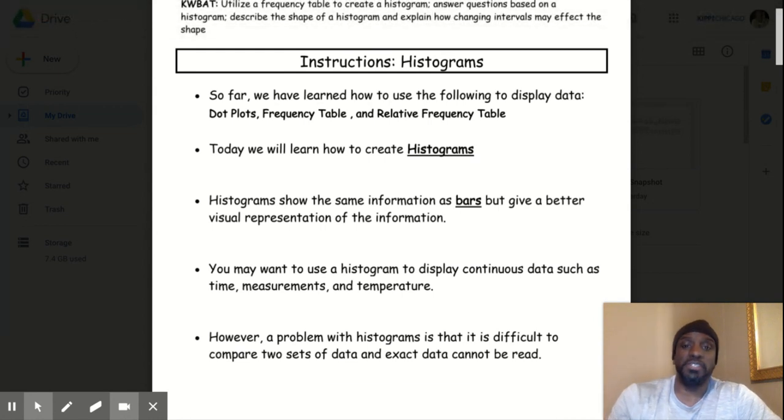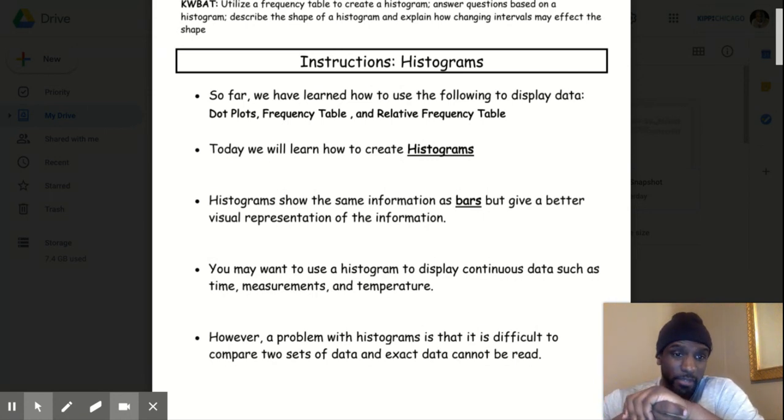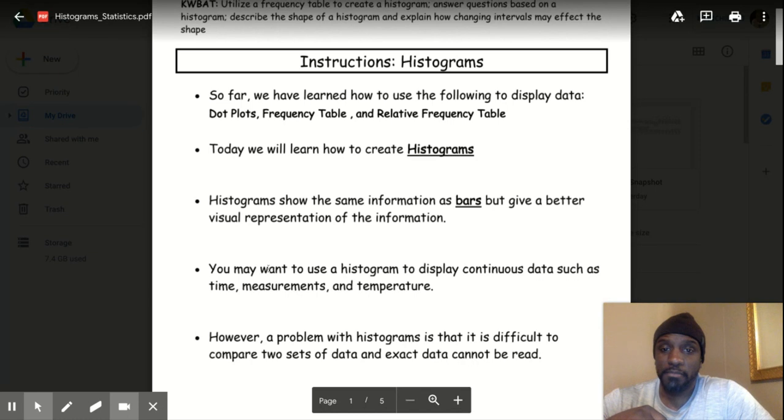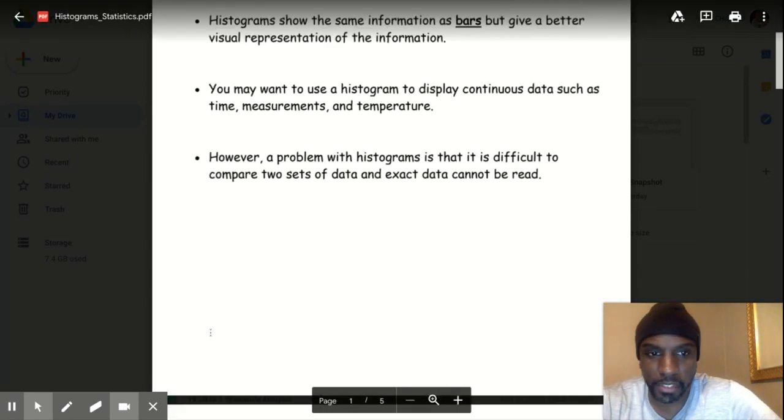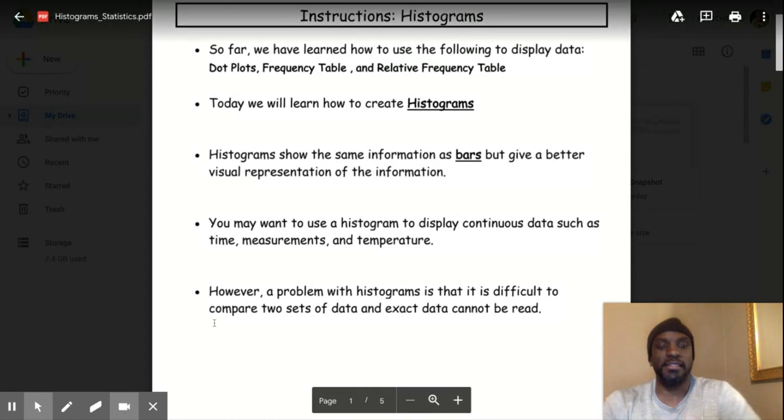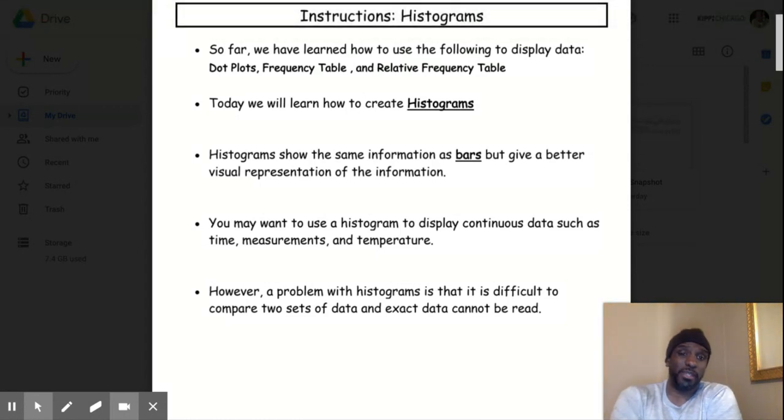A histogram shows the same information in the form of bars, and it gives a better visual representation of the information. You may want to use a histogram to display continuous data such as time, measurements, and temperature. However, a problem with histograms is that it's difficult to compare two sets of data, and exact data can't be read. So those are some setbacks, some things you've got to consider when you're looking at histograms. And we'll talk about that a little bit later.